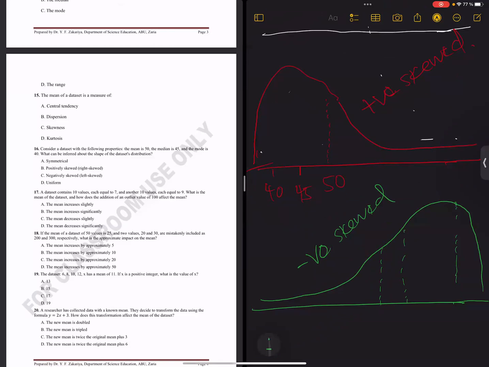I think it is a convenient place to stop today. Is it okay, everybody? What is the answer? The answer we just said, possibly skewed, is B. The right option is B.